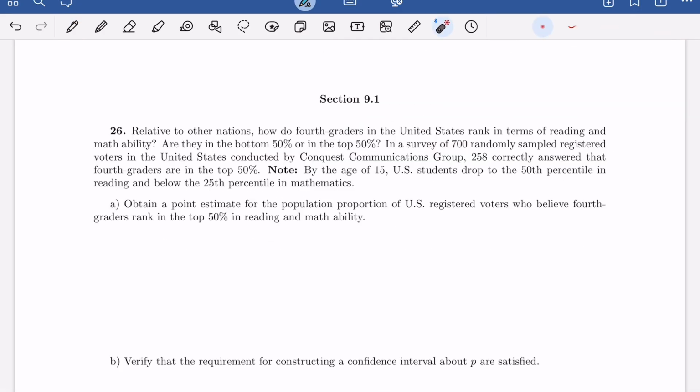All right, so in section 9.1, we're estimating the value of a parameter using confidence intervals. So for question 26 here, we want to figure out relative to other nations how fourth graders in the US rank in terms of reading and math ability. So are they in the top or bottom 50%? Now, in a survey of 700 randomly sampled registered voters in the US, 258 correctly answered that fourth graders are in the top 50%. So for part A, we want to obtain a point estimate for the population proportion of US registered voters who believe fourth graders rank in the top 50%. So we need to find the point estimate for the population proportion.